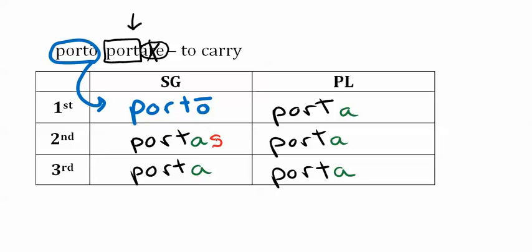So now I'll have portas, you carry, portat, he, she, or it carries, portamus, we carry, portatis, y'all carry, and portant, they carry. And that's how you form all the present tense forms of a first conjugation verb.